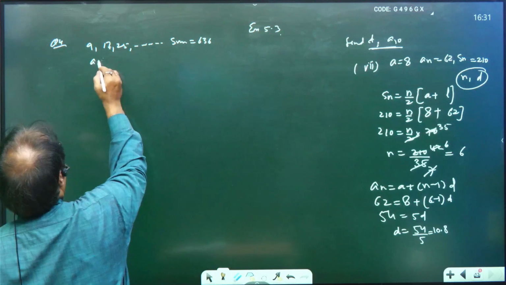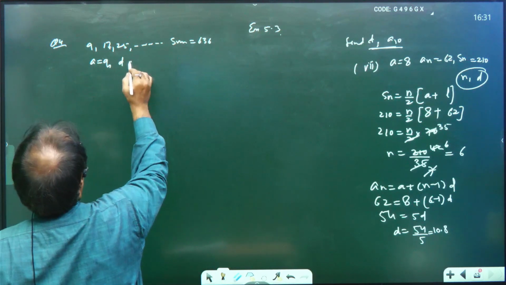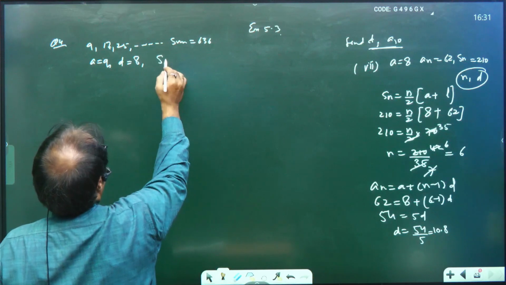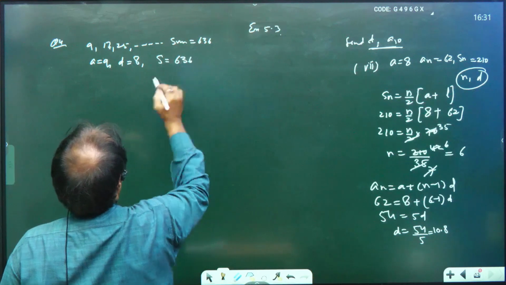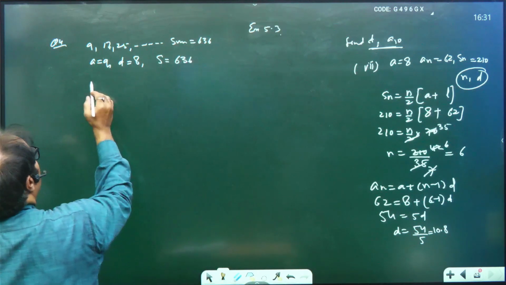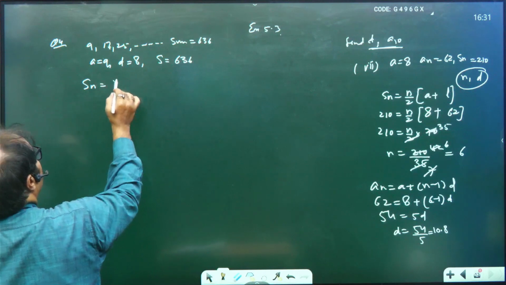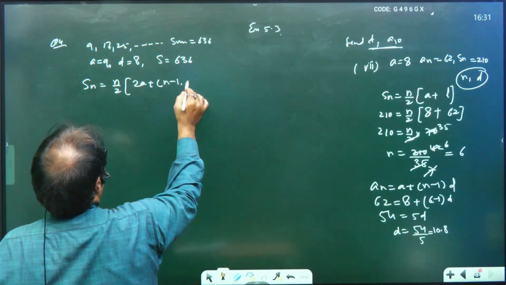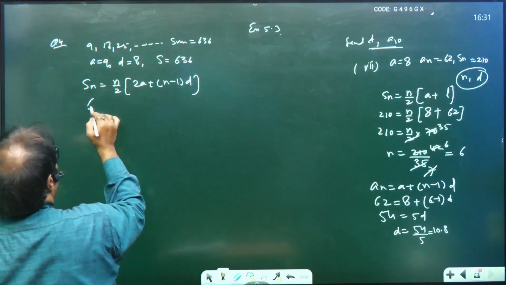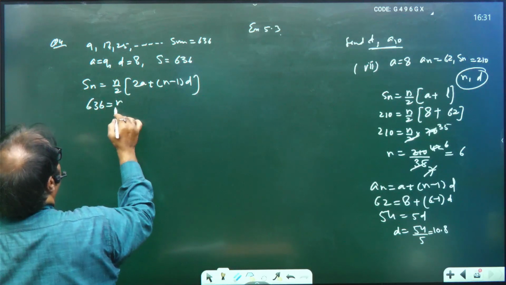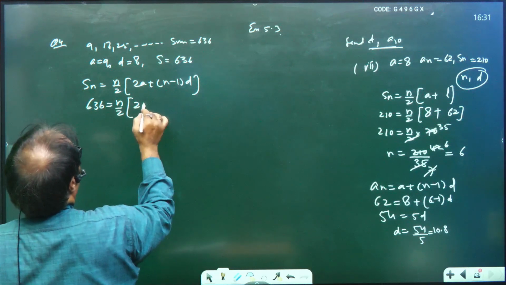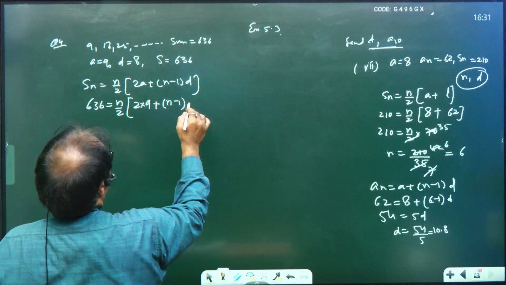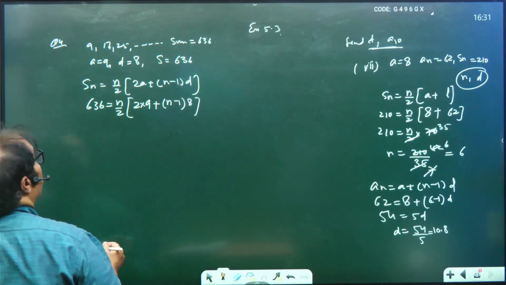So here A is equal to 9. What about D? D is equal to 17 minus 9, which is 8. And the sum S is given as 636. Apply the formula: Sn is equal to n by 2 into (2A plus (n minus 1) into D). Put all the values: 636 equals n by 2 into (2 into 9 plus (n minus 1) into D), and D is equal to 8.